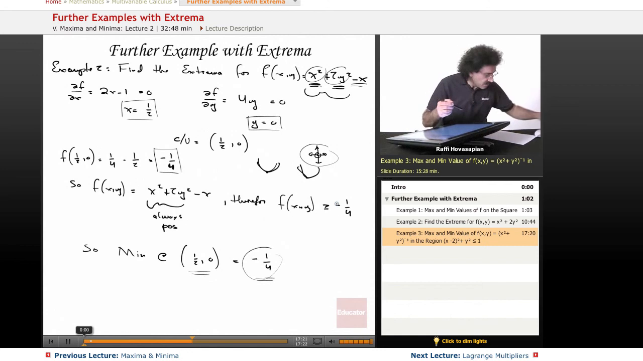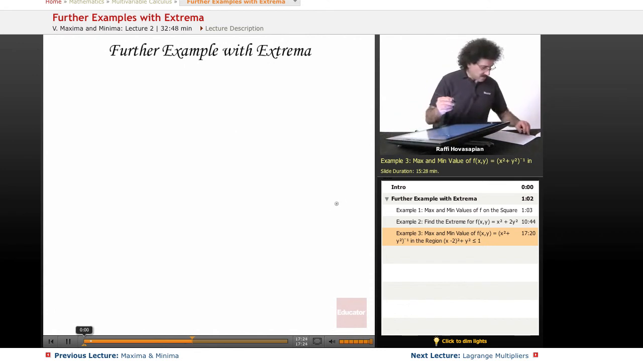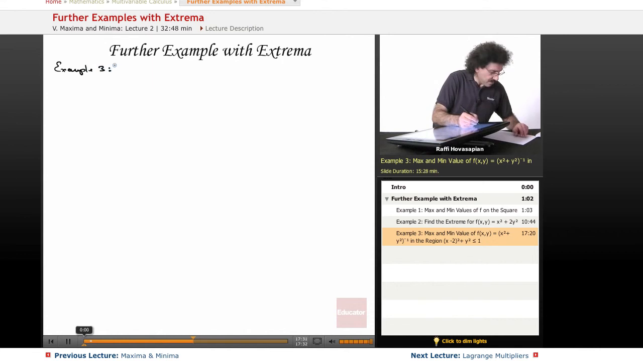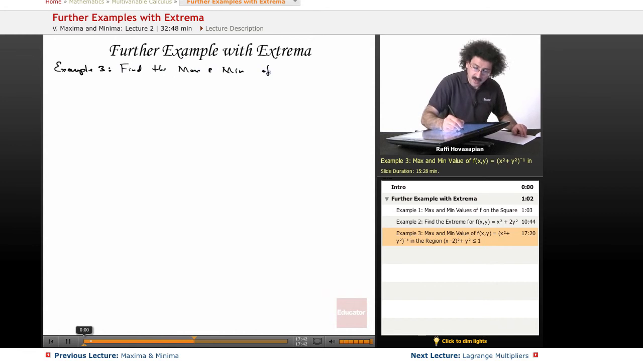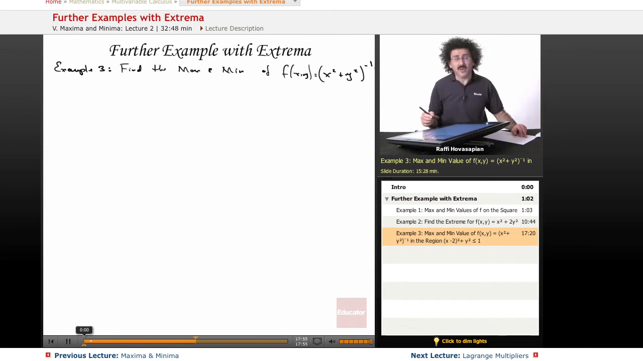Okay, so let's do another example. Example 3. Find the max and min of f of x, y equals x squared plus y squared to the negative 1 power. Okay, so a slightly more complicated function here.